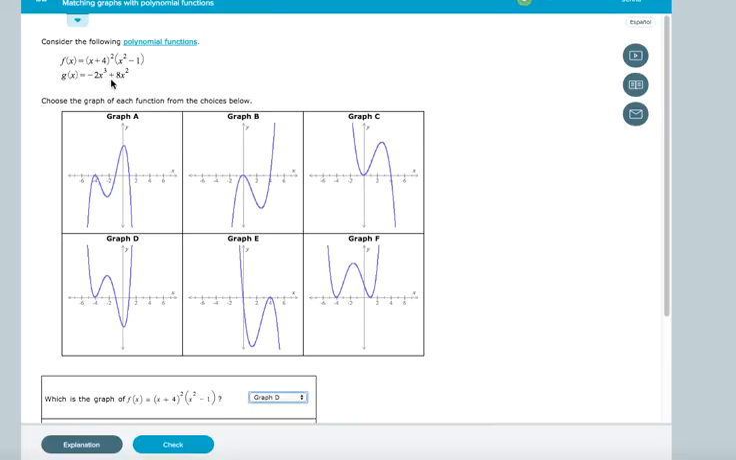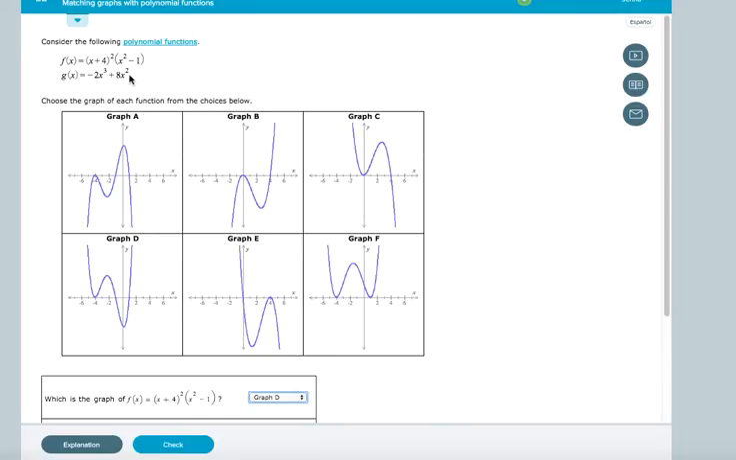Now this one looks pretty familiar. It might be one of the ones we had before. Negative 2x to the third plus 8x squared. So in this case, this is a negative x to the third polynomial, which means this would be a positive x to the third polynomial. So this is negative, and this one's negative.